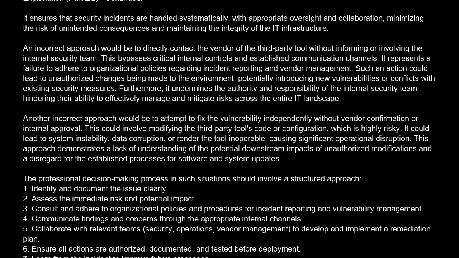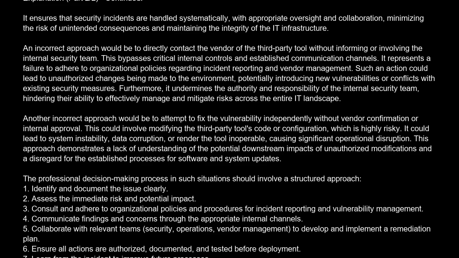Another incorrect approach would be to attempt to fix the vulnerability independently without vendor confirmation or internal approval. This could involve modifying the third-party tool's code or configuration, which is highly risky. It could lead to system instability, data corruption, or render the tool inoperable, causing significant operational disruption. This approach demonstrates a lack of understanding of the potential downstream impacts of unauthorized modifications and a disregard for the established processes for software and system updates.